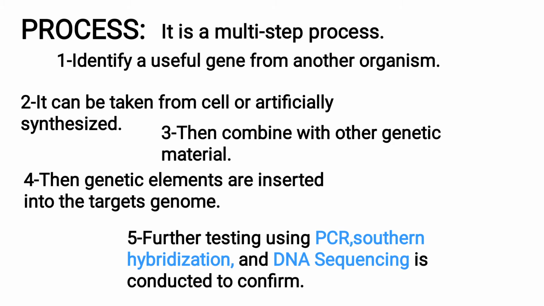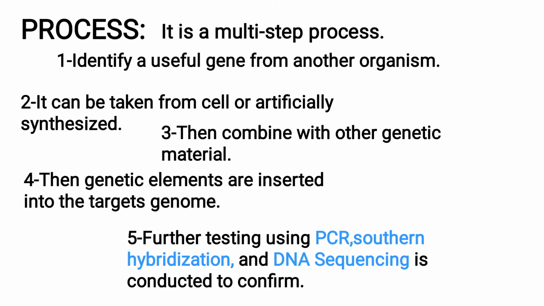It means that the gene which has some specific kind of properties which we want to promote in the next generation of the GM food, we get this gene from a cell or we can produce it artificially, synthesize it artificially in the laboratory. Third step is then combine with other genetic material. It means that the gene of interest is combined with the other genetic material.